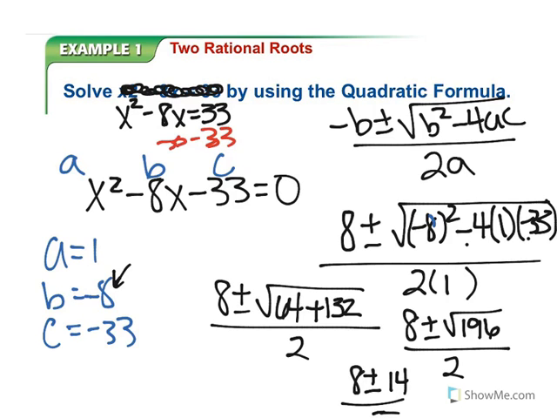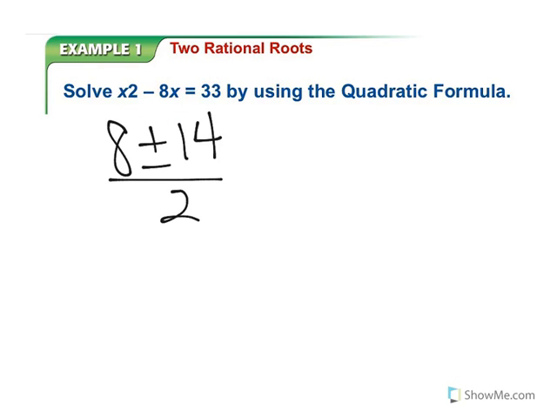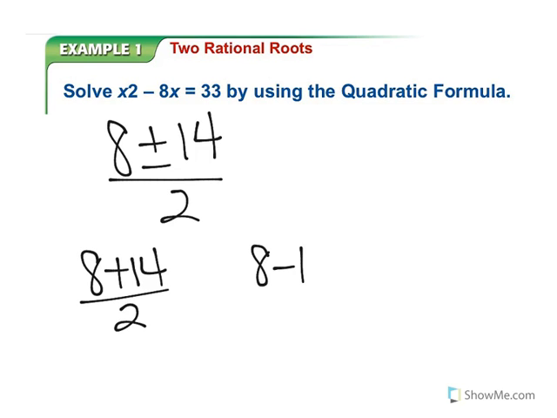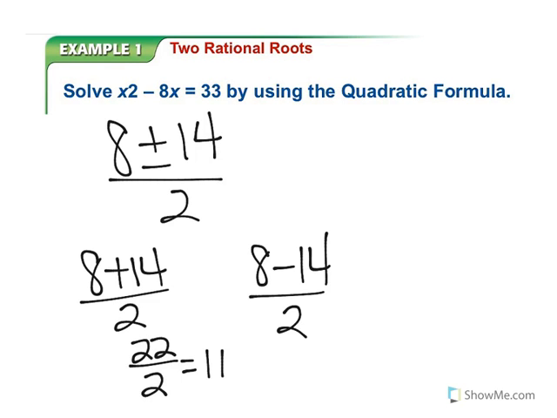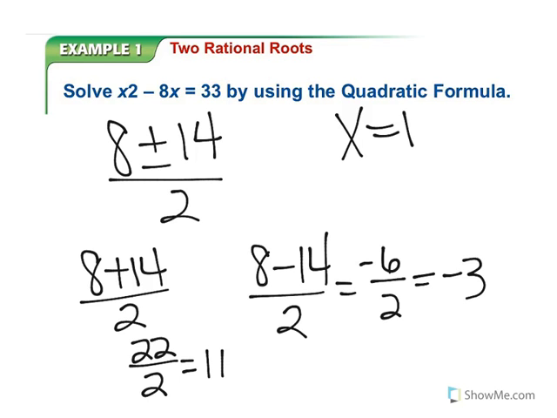Now I'm going to erase some stuff so we can rewrite this. Now, we have to set this up as 2 different roots. We have 8 plus 14 divided by 2, and then we have 8 minus 14 divided by 2. On the first one, we have 22 divided by 2, which is 11. And over here, we have 8 minus 14, which is negative 6, divided by 2, which is negative 3. So we have x equals 11 or negative 3.